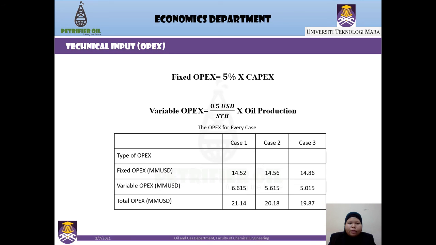The next technical input is OPEX. There are two types of OPEX, which are fixed OPEX and variable OPEX. The fixed OPEX is calculated as 5% of the CAPEX, and variable OPEX is $0.5 per STB multiplied by the oil production. The table below shows the total OPEX for each of the cases.